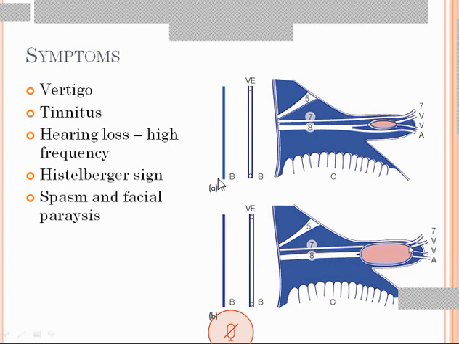Whenever a nerve is involved, first the sensory fibers get involved. So the facial nerve supplies the sensory part in the external auditory canal. Sensation of that part is lost, and that is known as Hitselberger sign. It is the loss of sensation of the posterior and superior part of the external auditory canal, which is supplied by the facial nerve. Later, if the muscular component is also involved, then it leads to spasms and facial nerve palsy.